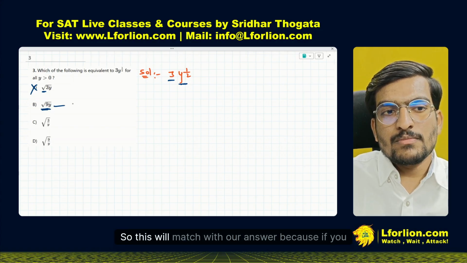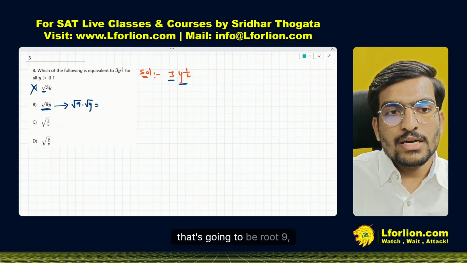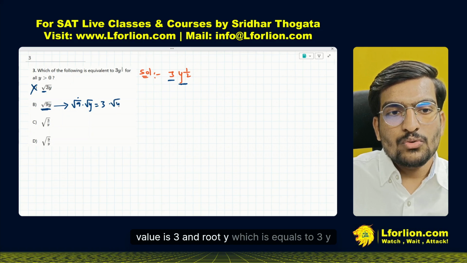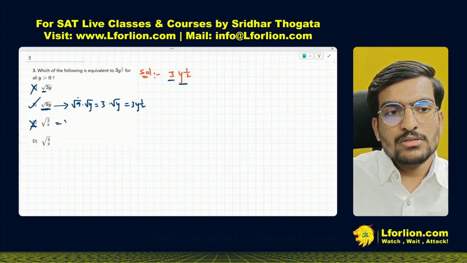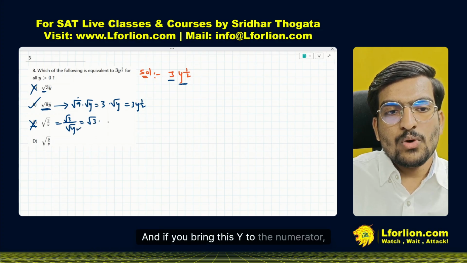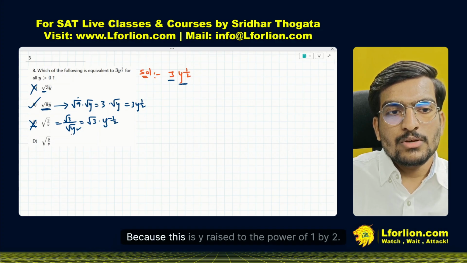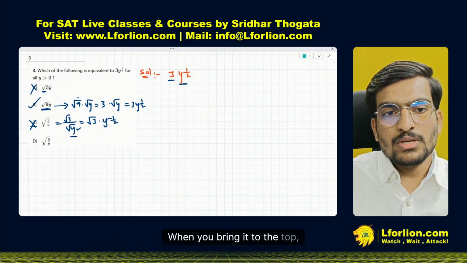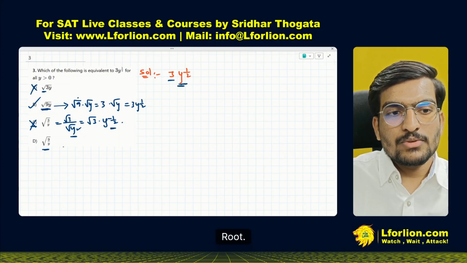This will match our answer, because if you split it, it's root 9 root y. Root 9 value is 3, and root y, which equals 3y raised to the power of 1 by 2. So option B. It's definitely not C, because it's going to be root 3 root y. This is root 3, and if you bring this y to the numerator, it's going to be y raised to the power of negative 1 by 2, because this is y raised to the power of 1 by 2. When you bring it to the top, it's negative 1 by 2, but definitely it's not matching.